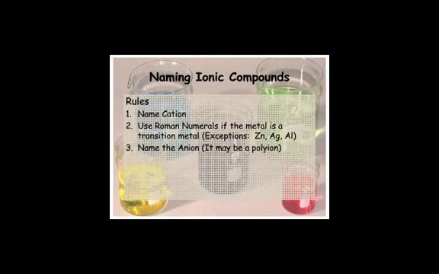All right, so if you remember correctly, there are a few different types of chemical compounds. We've got ionic compounds, we've got covalent compounds, and we have acids, and they all have different rules for naming. So the first thing we're going to look at is ionic compounds.